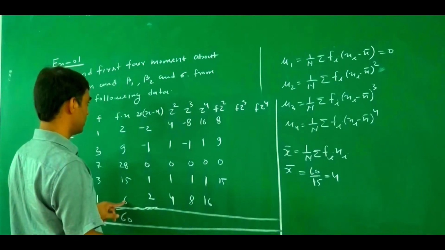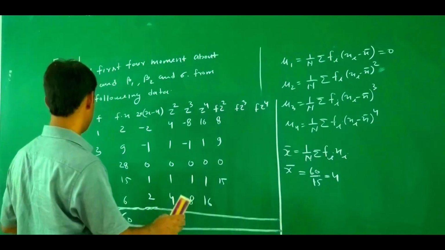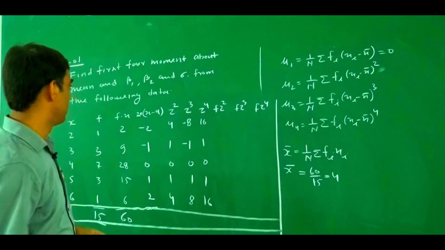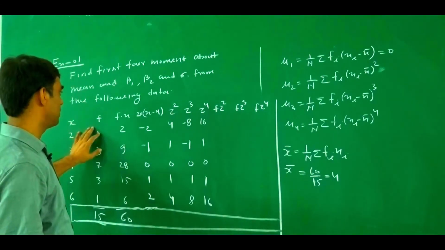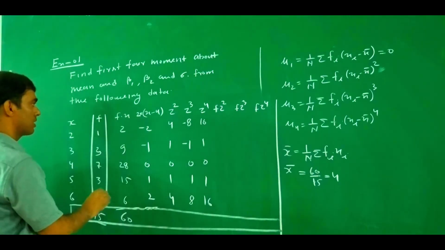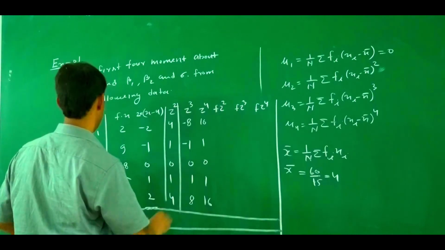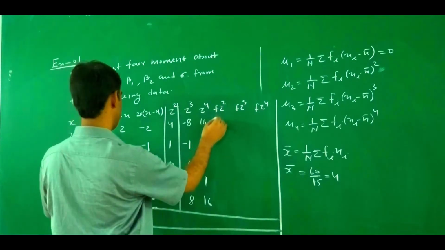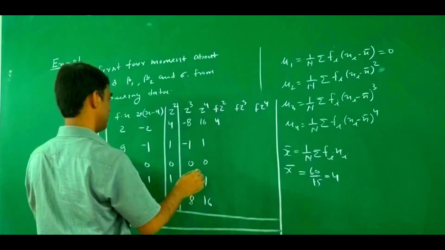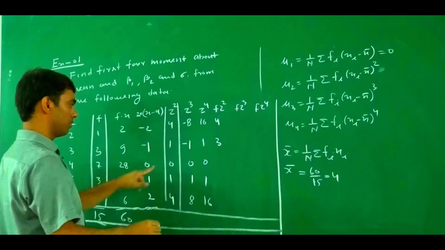Sorry, something is going wrong here. The f column is multiplied by the z square column. So 1 multiplied by 4 is 4. 3 multiplied by 1 is 3. 7 multiplied by 0.